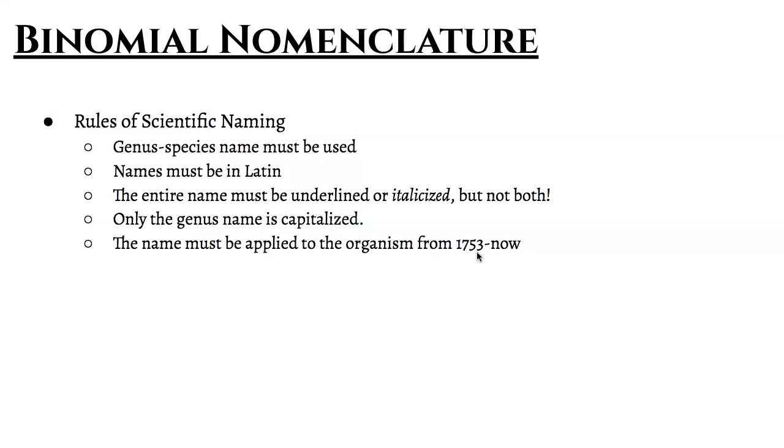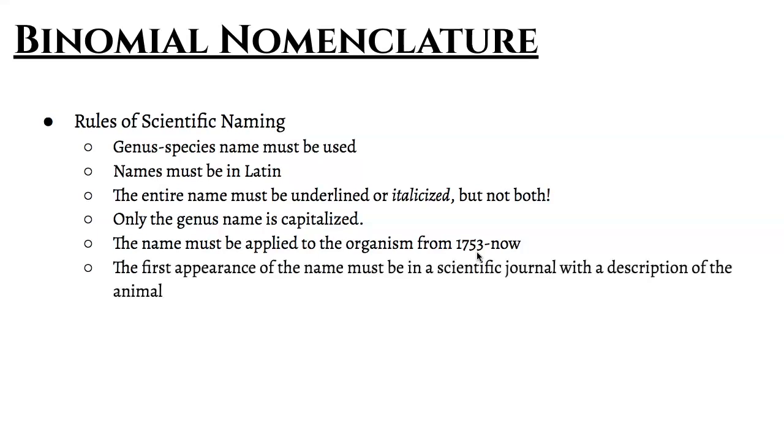Alright, up next, the first appearance of the name must be in a scientific journal with a description of the animal or organism. In other words, there are these journals, and I'm not talking about a Dear Diary journal that you write in each day. Scientific journals are where scientists publish papers they have written about their research. They're known as peer-reviewed journal articles, and in these articles people publish their discoveries for the first time.